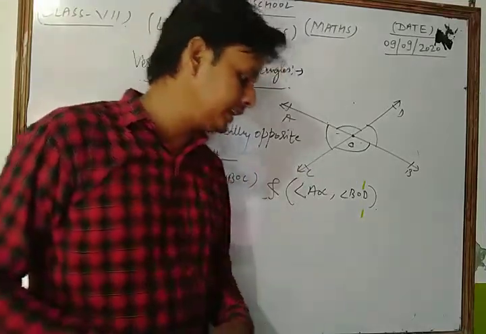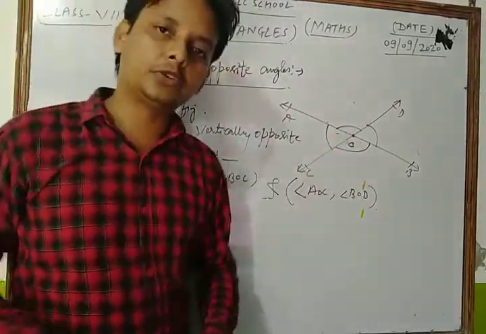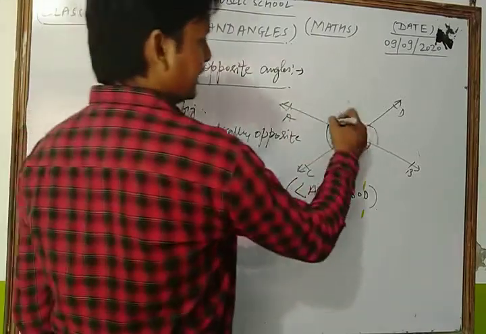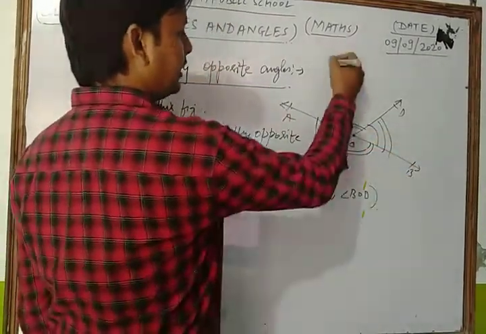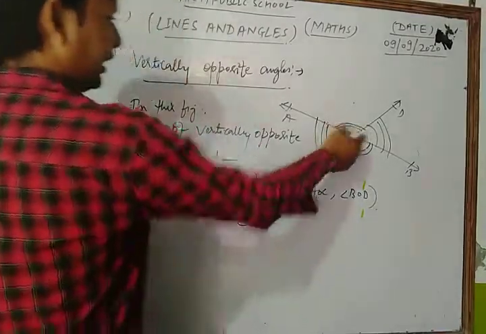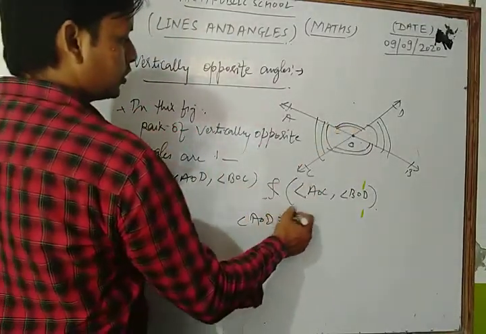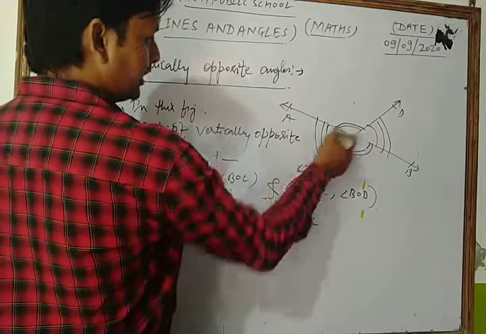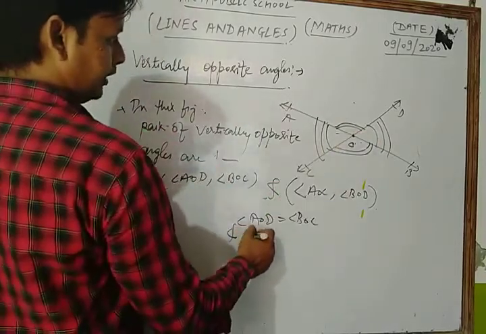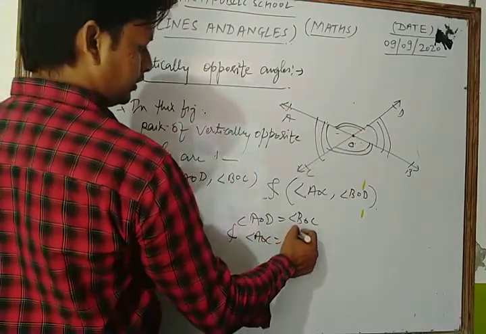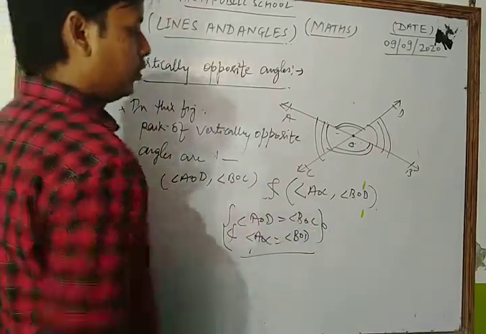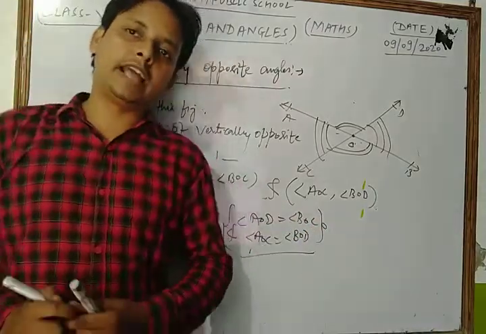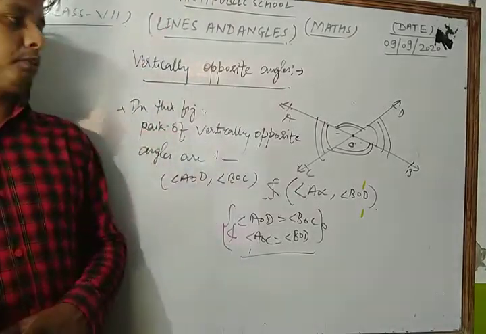your mind, keep in your mind, the vertically opposite angles are equal to each other. So in this way we can say that this angle equals that angle and that angle equals that angle. So we have angle AOD is equal to angle BOC and angle AOC is equal to angle BOD. This is the concept of vertically opposite angles. Okay, so that point is very important.